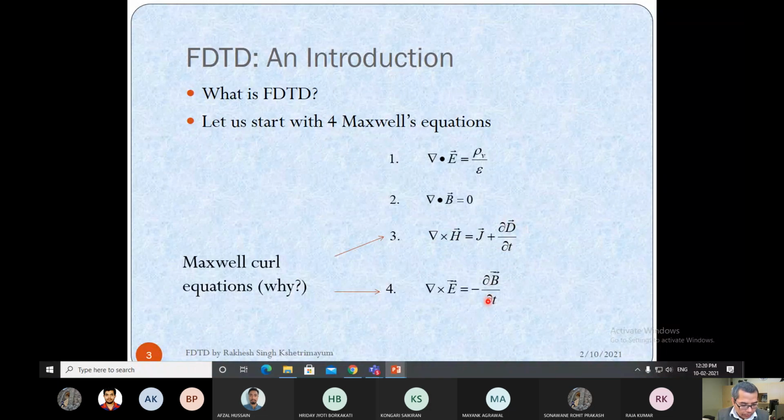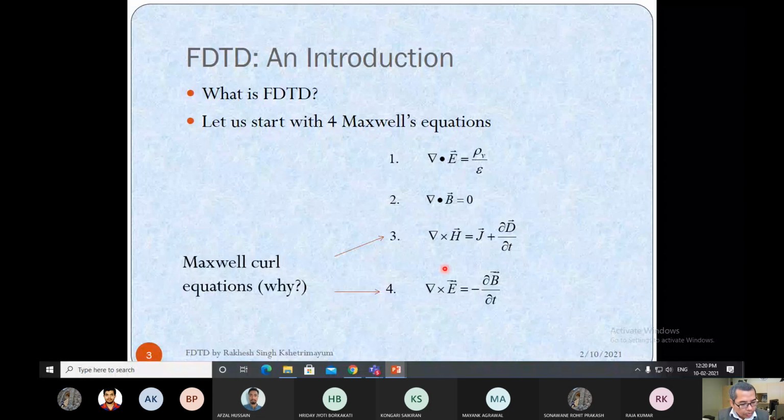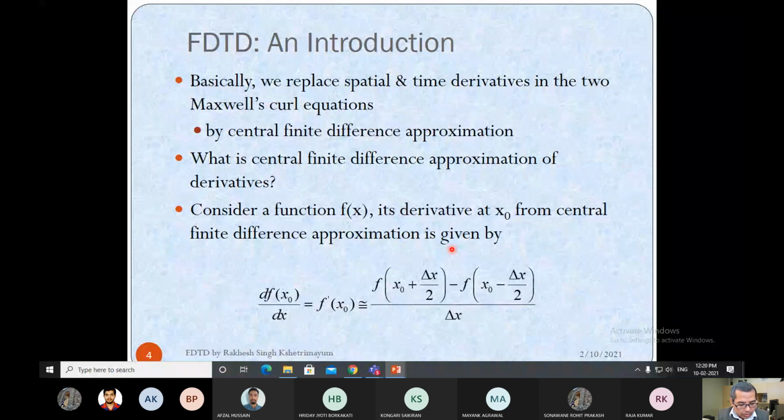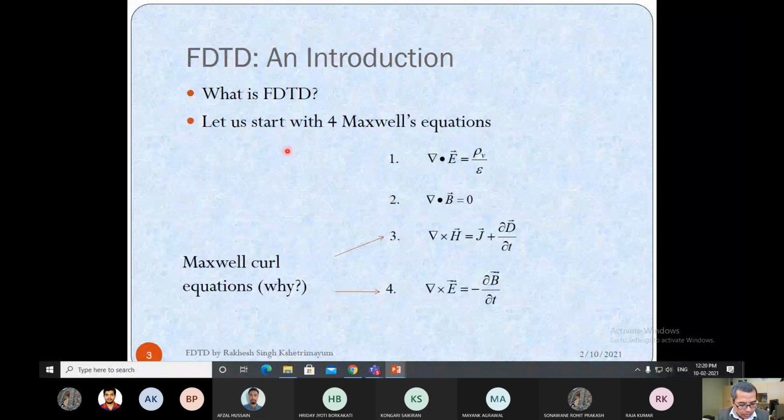So the finite difference time domain method is a time dependent method, and you can apply it here because you have a field which is varying with respect to time in both equations. So how do you do the finite difference time domain method on these two equations? One is the Maxwell curl equation for the magnetic field, and another is the Maxwell curl equation for the electric field.